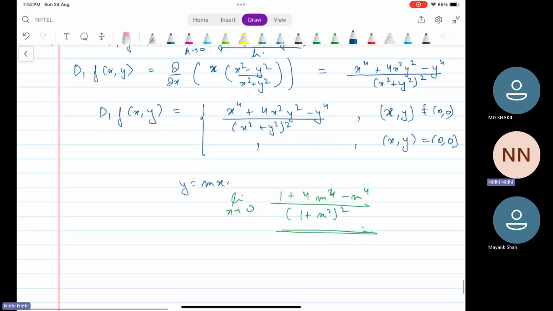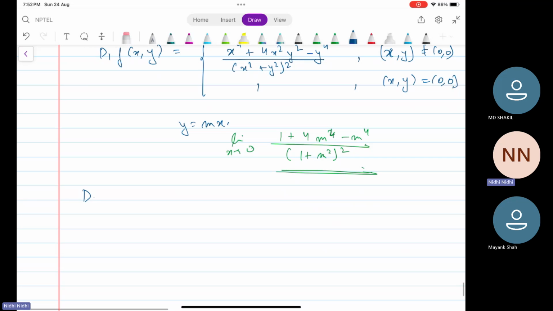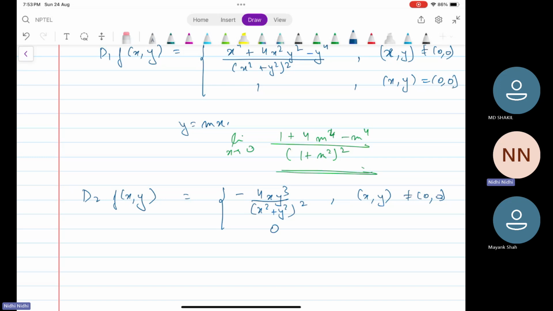Similarly, we'll find D2. D2 means partial derivative with respect to the second variable. So in that case, you'll get it to be minus 4x y cube upon (x square plus y square) whole square. Please try it yourself whenever (x,y) is non-zero, and it will turn out to be 0 when (x,y) is (0,0). Now you can check that.